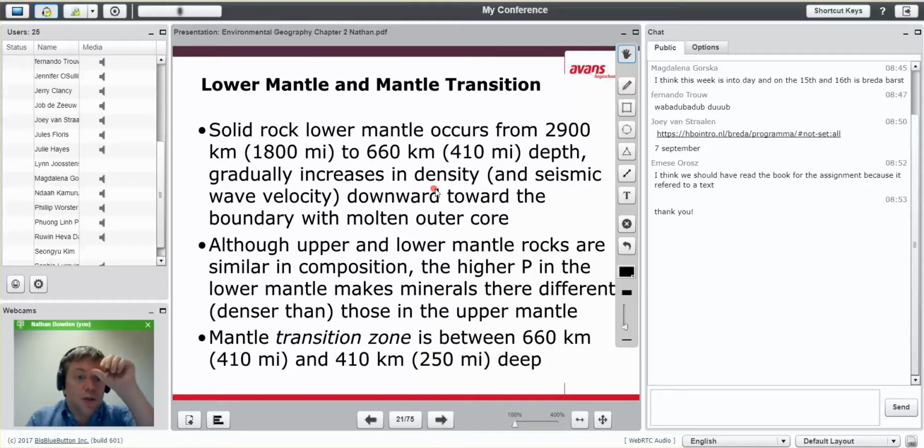The lower mantle and mantle transition, so now we've divided the mantle up, is solid rock in the lower mantle, and that occurs from 2,900 kilometers to 660 kilometers in depth. It increases in density as you go down, and it decreases as you come up. Although the upper and lower mantle rocks are similar in composition, the higher pressure in the lower mantle makes minerals different than in the upper mantle. There is a transition zone between 660 kilometers and 410 kilometers.